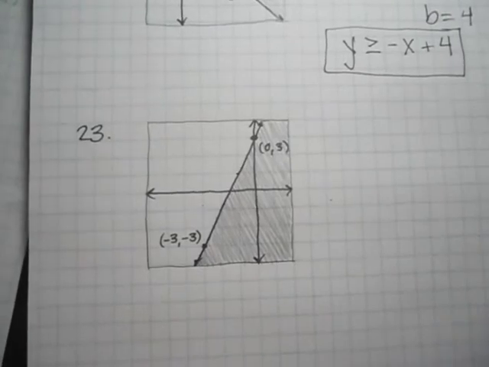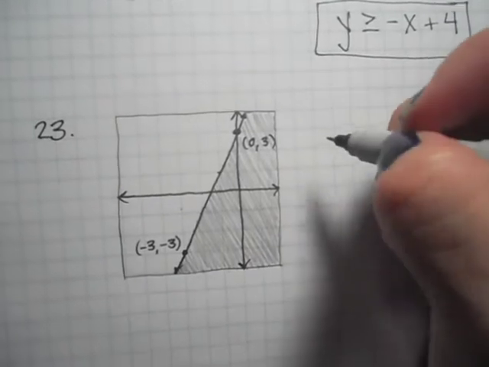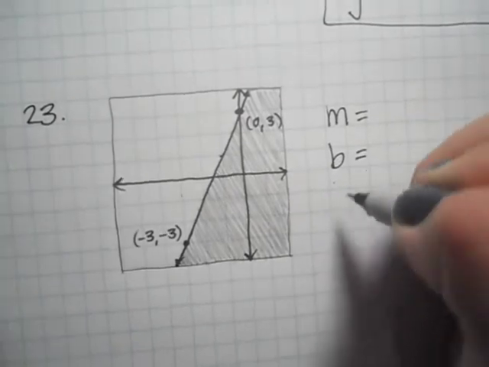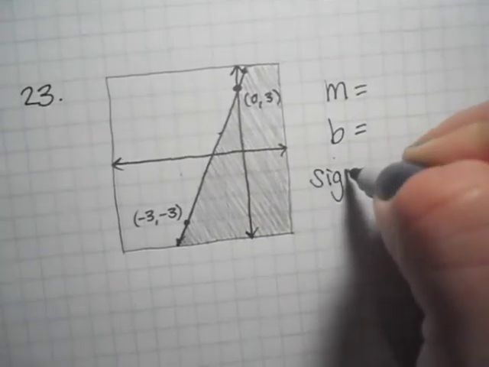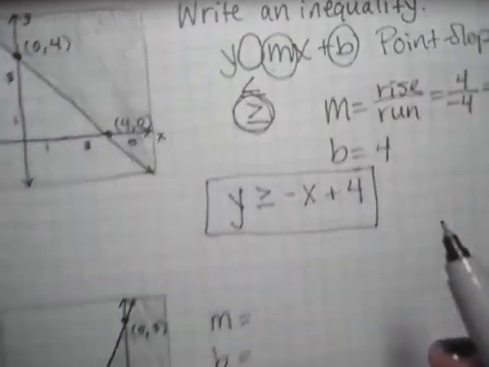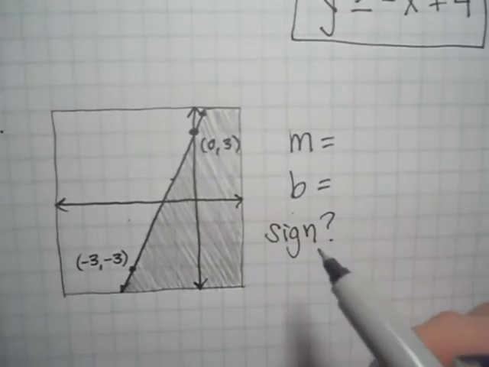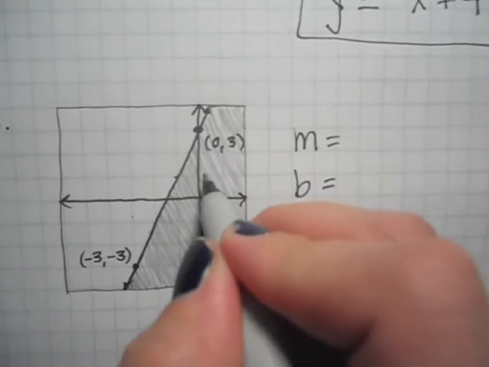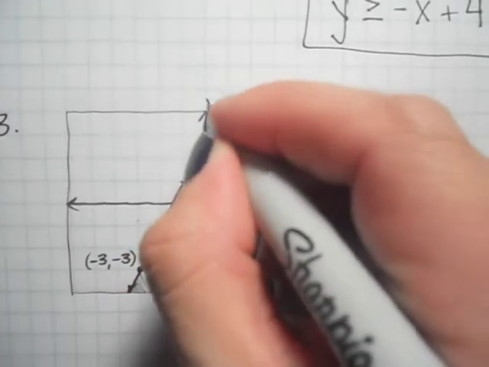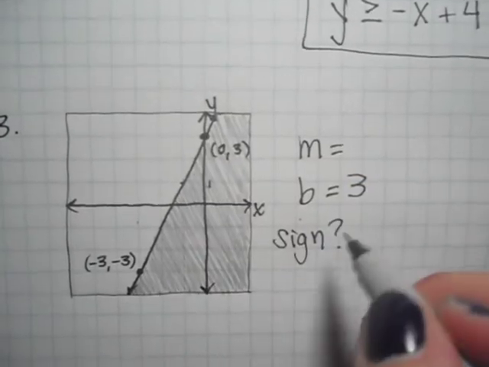Now we're looking at number 23. We're going to do 23 similar to how we did 22. We can find our m, our b, and the sign to plug in to this form here, the point slope form. So b is a really easy place to start. Doesn't matter where you do. I see that b is at, here's 1, 2, 3. So our y-intercept, b, this is our y-axis, this is the x. The y-intercept is at 3.